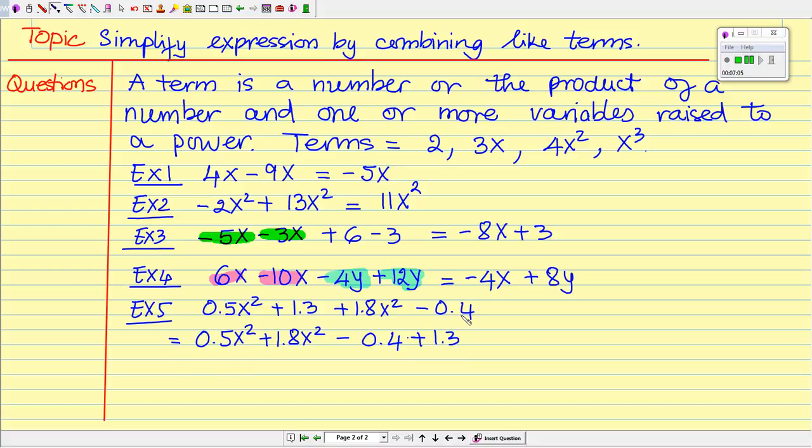Okay, now we can combine like terms easily. These two items are like terms. So 0.5 plus 1.8 is 2.3, and then copy the variable x and the exponent. You do the same thing with the two decimals: negative 0.4 plus 1.3 is positive 0.9.